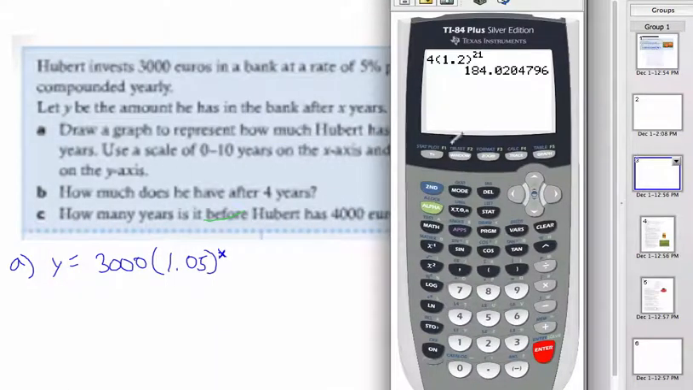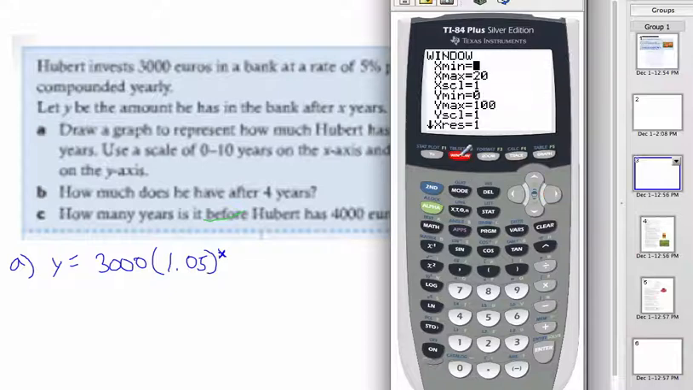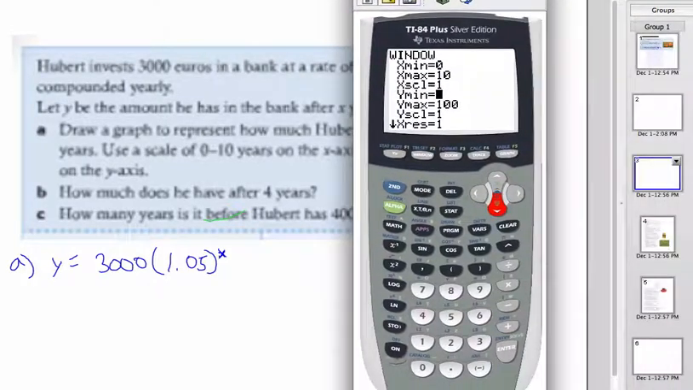So we'll type that in, we'll get 3,000 times 1.05 to the power of X. Can I leave that? Okay, good. The window, we want 0 to 10 years. So that's 0 to 10 years. And the Y values, they said they wanted 2,500 to 5,000. 2,500 to 5,000. 1, 2, there you go.